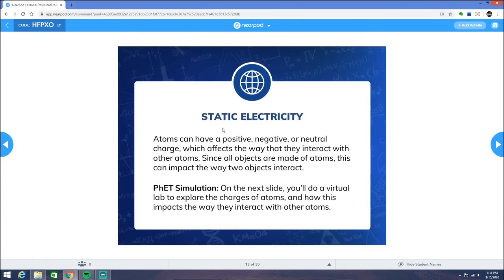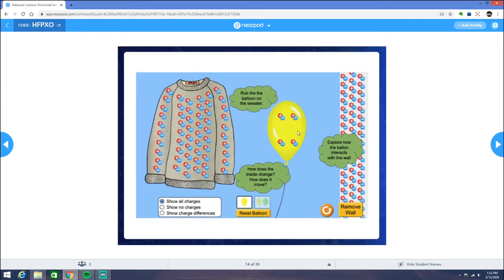So again, static electricity, guys, is something really simple. The example that we use is when you take your clothes out of your dryer, and things stick to each other. The main reason, guys, is because there's a positive or negative charge, or a transfer of electrons. So what we're going to do is look at a PhET lab. This is the PhET lab. This is the main thing that we want you guys to get out of this video.